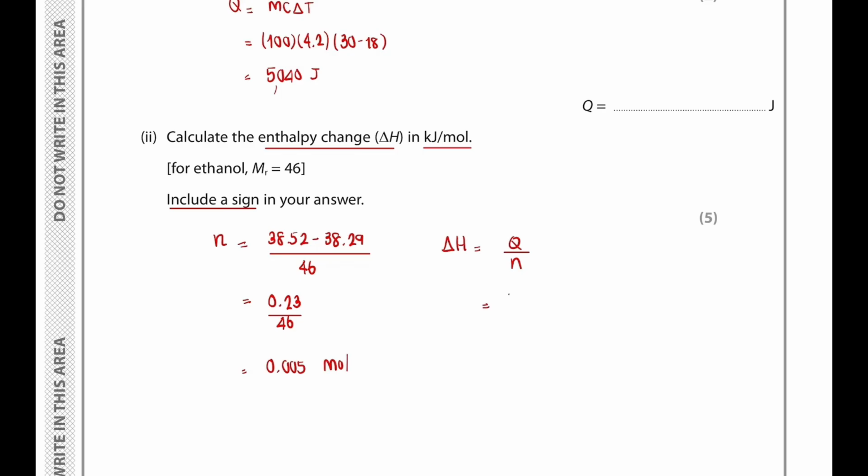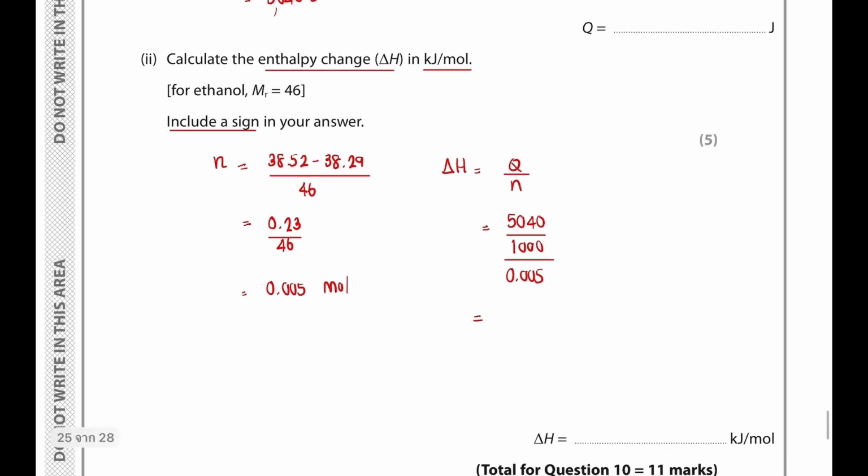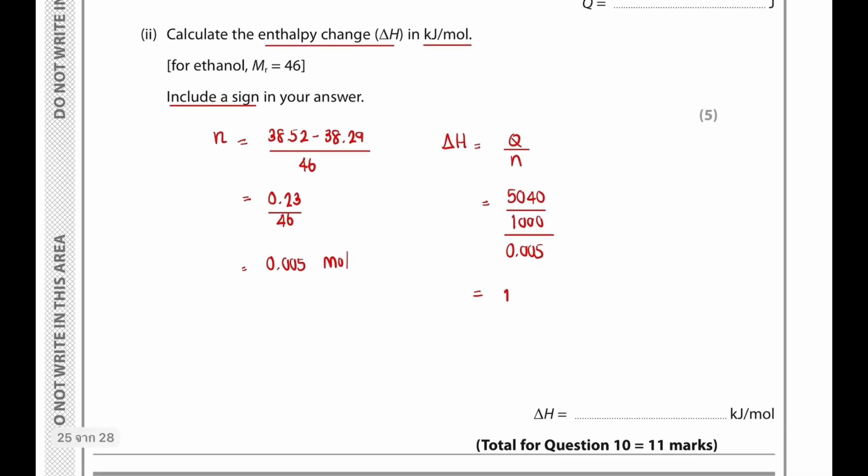Then enthalpy change equals the heat energy divided by the number of moles. So we have 5040 joules, right? So 5040 divided by 1000 in order to convert into kilojoules, and then divided by 0.005. So the enthalpy change will be equal to 1008 kilojoules per mole. And since this reaction is an exothermic reaction, we have to put a negative sign here.